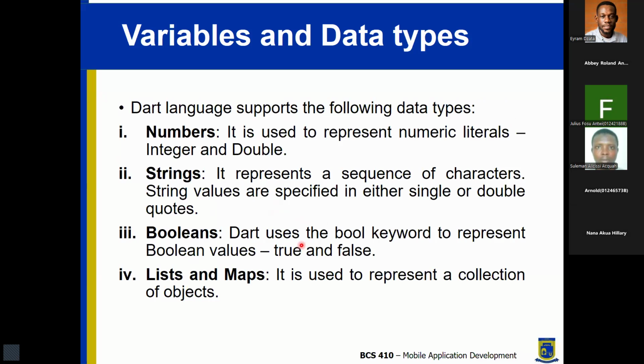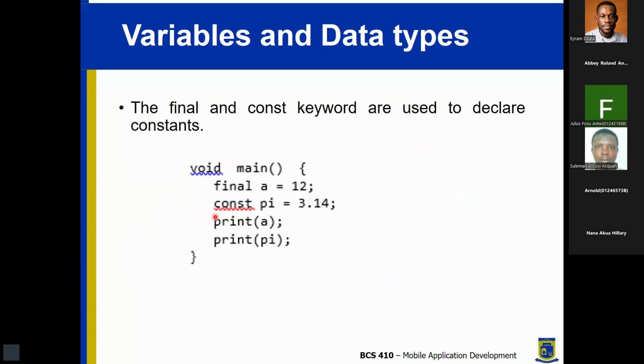So in terms of data types, we have the numbers data type. Numbers are represented with numeric literals like integers and doubles. Then when it comes to strings, we know strings to be a sequence of characters, and they are specified in either a single quote or a double quote, as you can see from the previous slide.